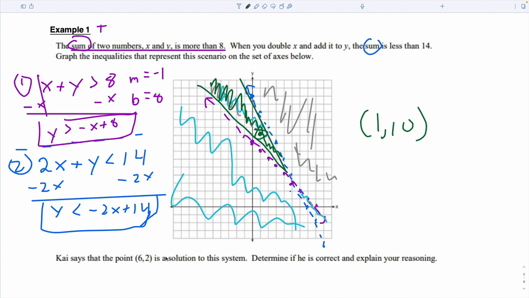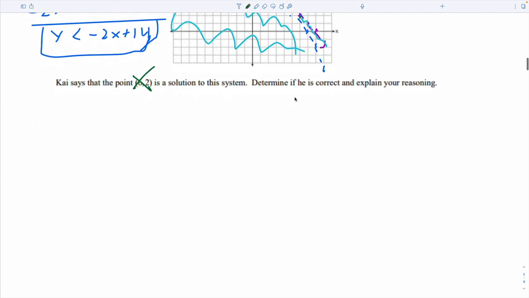Kai says the point (6, 2) is a solution. Is he correct? Let's check. 1, 2, 3, 4, 5, 6. Up 1, 2. Is that a solution? Colby? No, I don't believe so, because it's the intersection of two dotted lines, and if there's a point on the dotted line, that can't be a solution. That is beautiful. It needs to be a solid line, so (6, 2) would not work for this scenario.